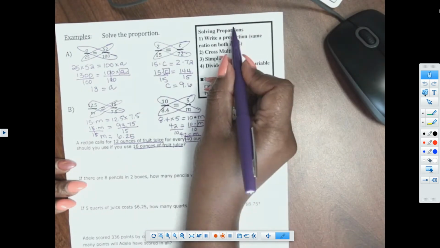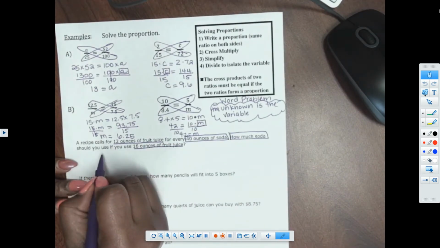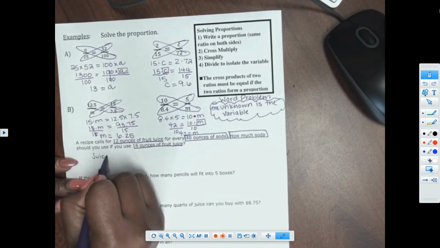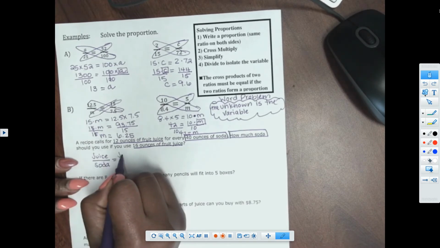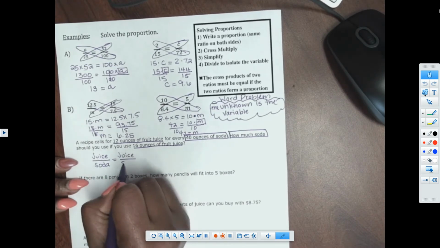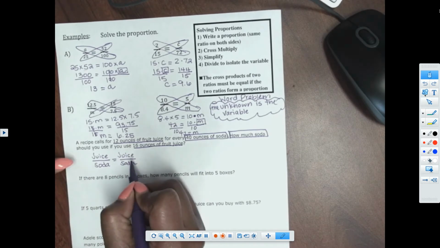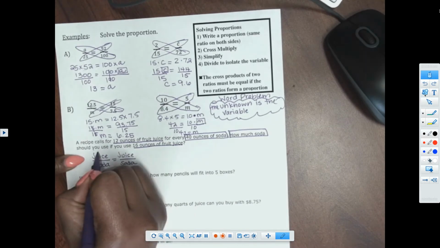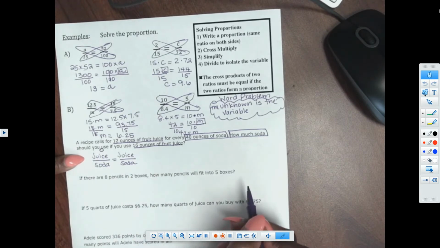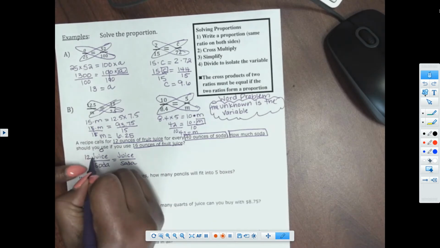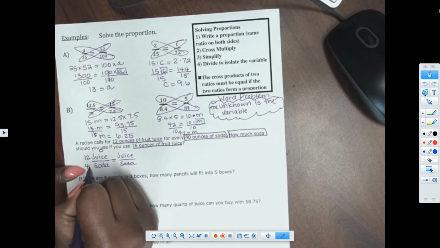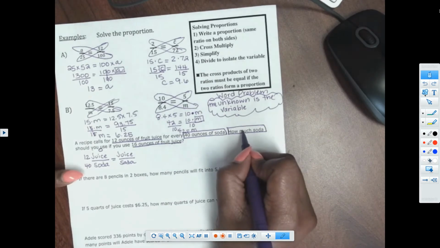So when I write my proportion, I'm going to start with juice, and I'm comparing juice to soda. Well, if I'm comparing juice to soda on this side, then I've got to compare juice to soda on the other side. Well, original, what happened first? And that's something that I like to tell my kids. What is the original? I call it old, or the original amount, okay? So it said it was 12 ounces of juice for 40 ounces of soda. Then the question said how much soda.